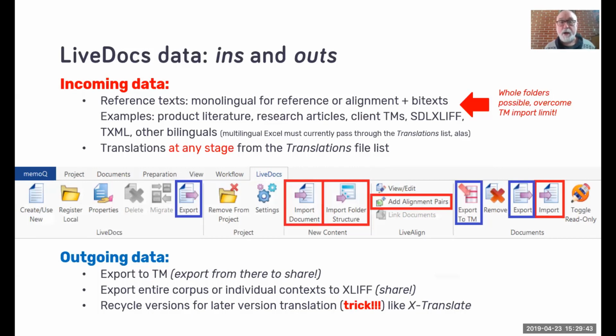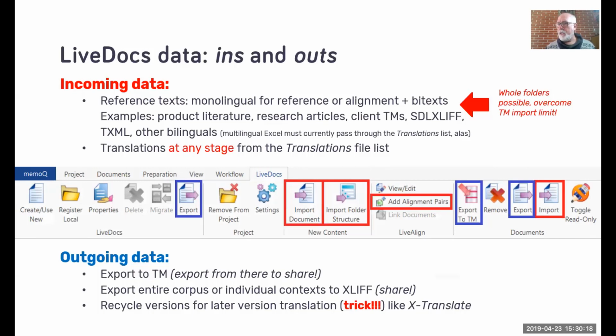Now, for data going out, what can we do here? Well, the first blue box going from the left, under LiveDocs export. What is that? That will export the contents of your corpus in an MQXLZ format. Now that contains XLIF data, and you can get at it. You can open up the archive. It's just a zip file. But anyway, that's exporting the corpus as XLIF.